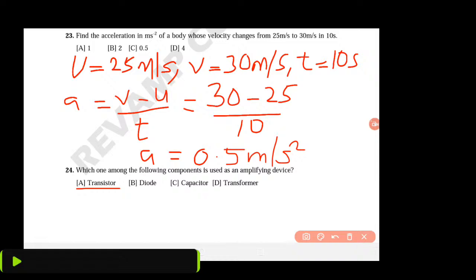Capacitor is used in storing electrical energy or electric charges in the circuit, while transformer is used in stepping down or stepping up alternating current. Okay, let's move away from question number 24. Let's go to question number 25.